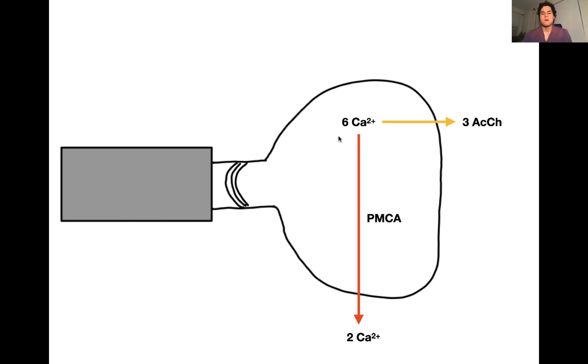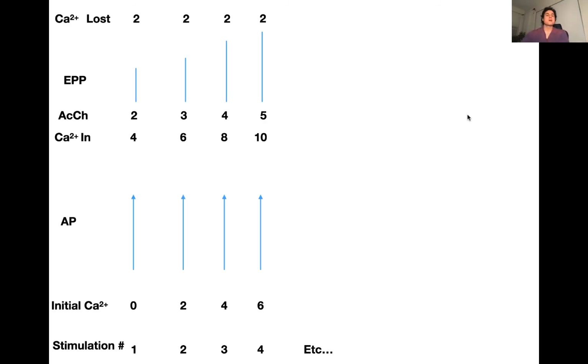Now, the PMCA pump will pump out 2 calciums at a time, and it does so again. So therefore, the intracellular calcium level will come down to 4 calciums. And then when we send in another action potential, 4 calciums will come in, increasing that intracellular calcium level to 8, causing 4 acetylcholines to come out, and the process keeps repeating. Now, in this table, I am summarizing the experiment of this hypothetical neuron in order to help you better understand what I'm saying, in case that didn't really make sense either.